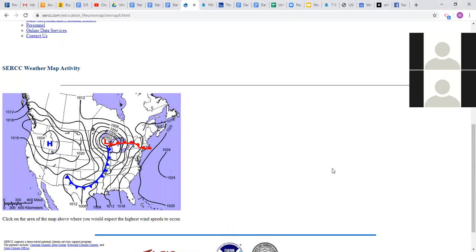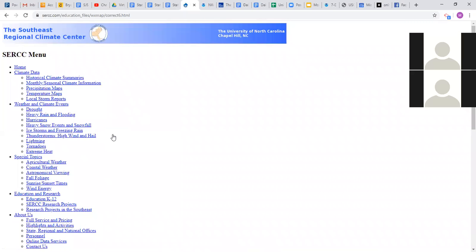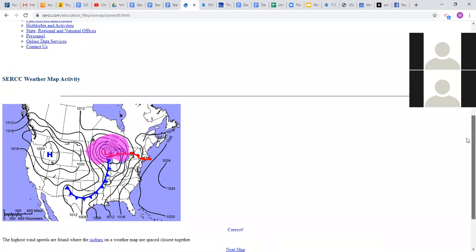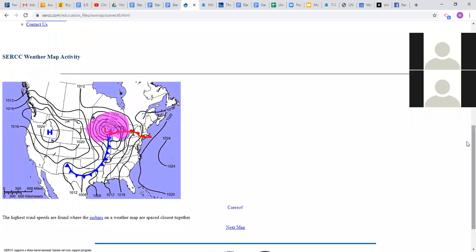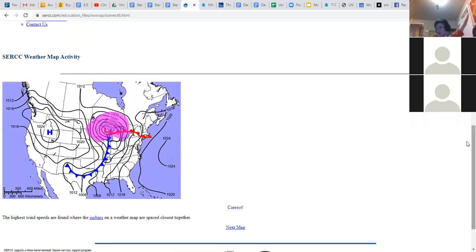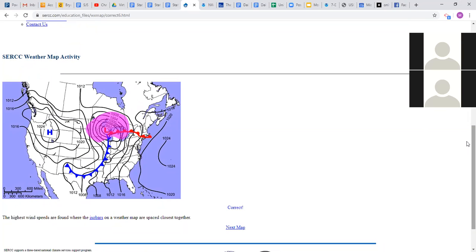Clicking on an area where we would have the highest wind speeds would be like clicking on an area of the map where the lines are closest together. So this pink shading shows where the wind would be the greatest. It's just like looking at a topographic map and saying, those lines are really close together. It's very steep there. So if I rode my bicycle down this hill, I would go really fast. Looking at this, if air moves here, it's going to be moving really fast because the pressure change is really dramatic here.